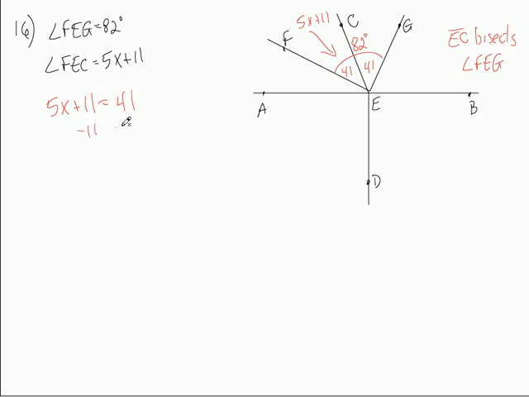Here we go. Minus 11. So 5x equals what? 30. Divide by 5, x is 6. And there you go. You've got number 16. See how easy that is? You got to do all that prep work first, don't you?